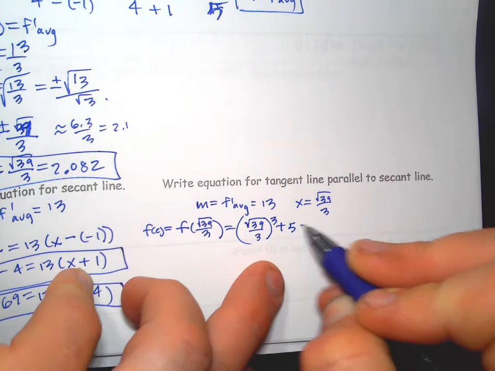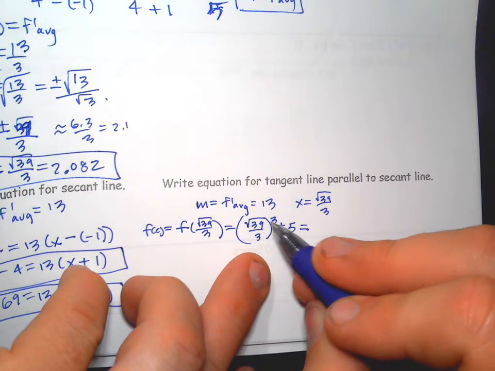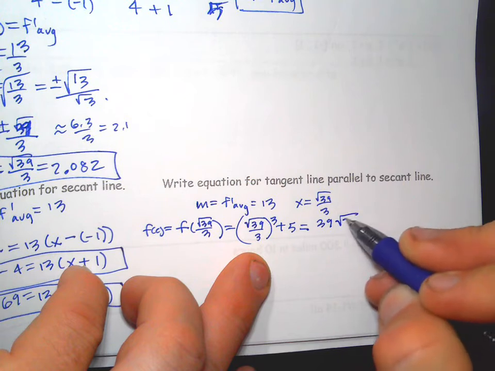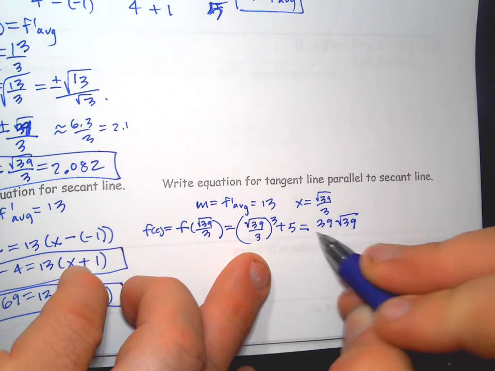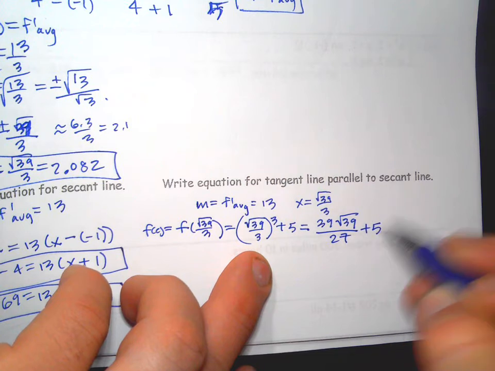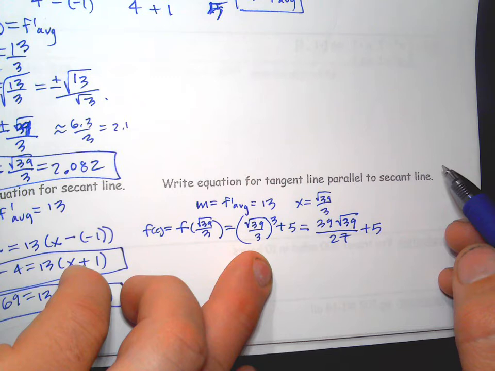Okay, now I'm going to say, well, this is a square root. So if you square it, you get 39, and then you're still going to have a square root of 39 left over, plus 5. I mean, we could just go with that.